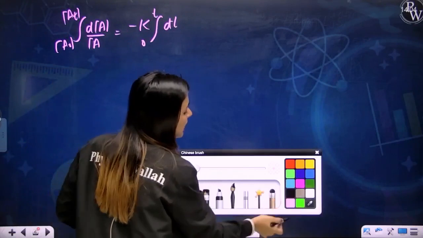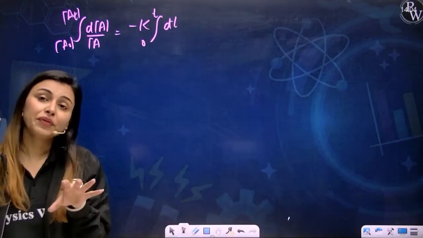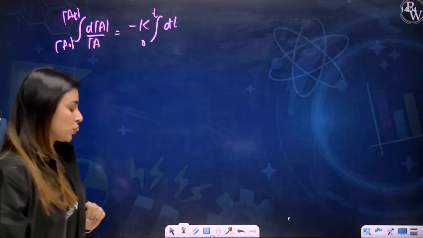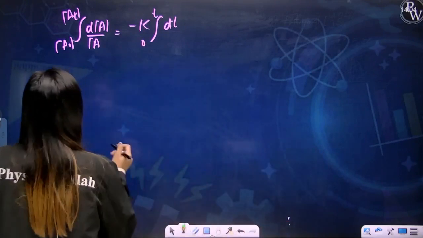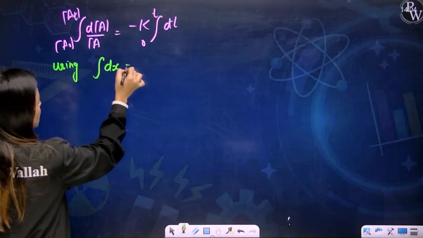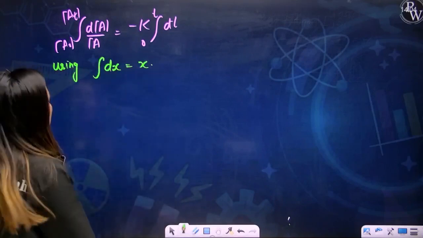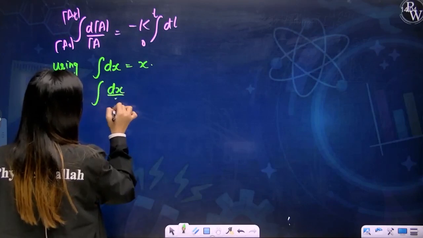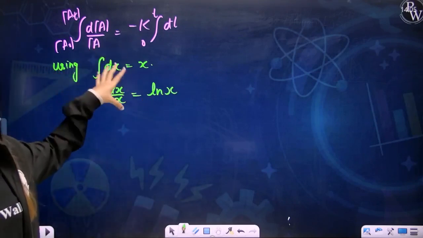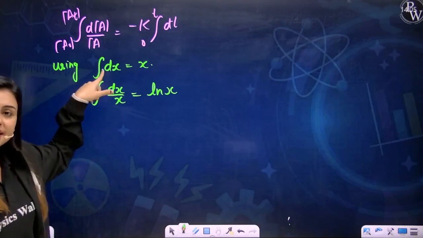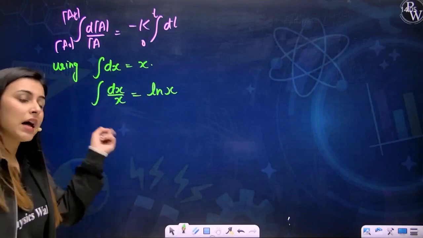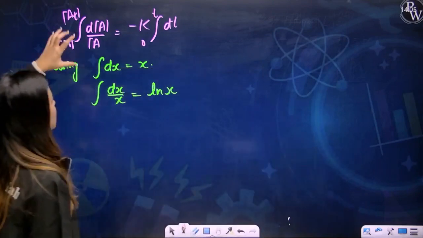So now, my dear students, we'll be using a few of the log properties. I'll just make you understand which properties we are going to use. The integration of dx is always equal to x, and the other property is integration of dx upon x is equal to natural log of x. These are the two major integrating formulas we'll be using: whenever you integrate dx you get x, and whenever you integrate dx by x you get natural log of x. Now let's try to incorporate these in the expression.